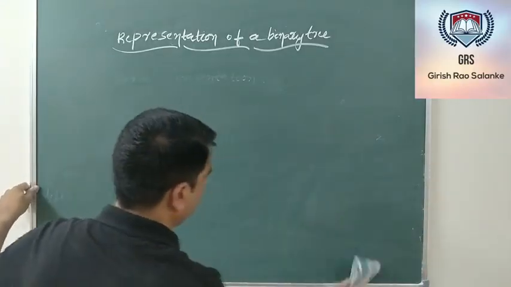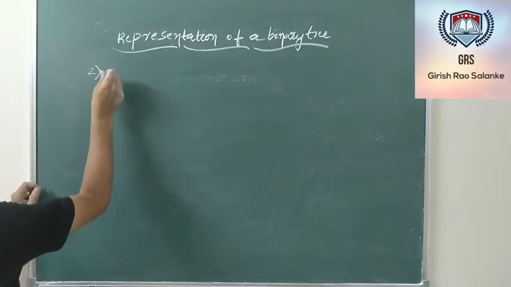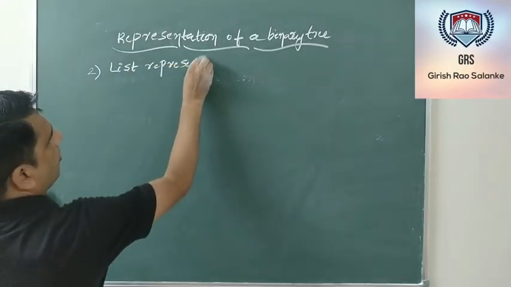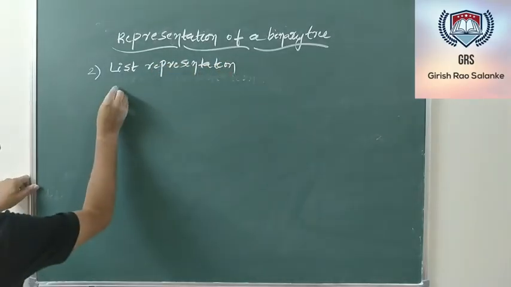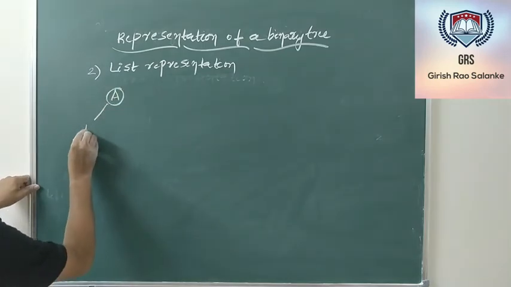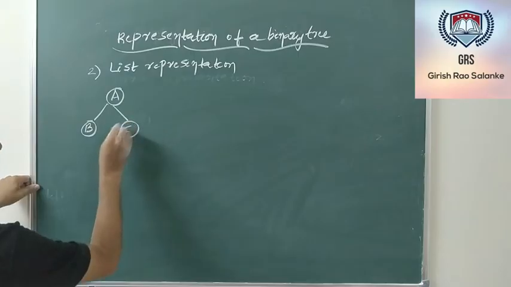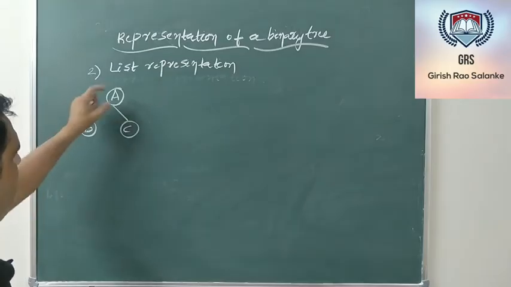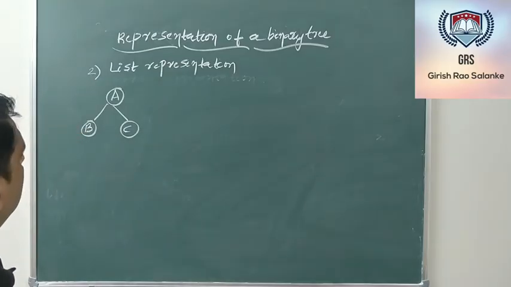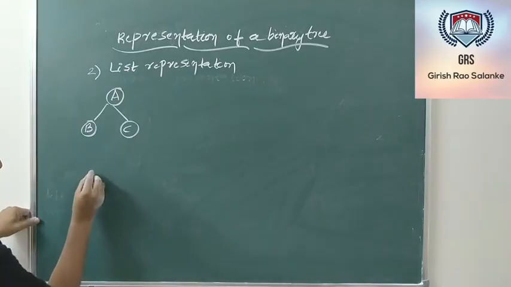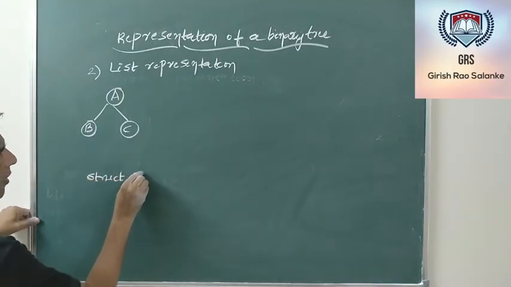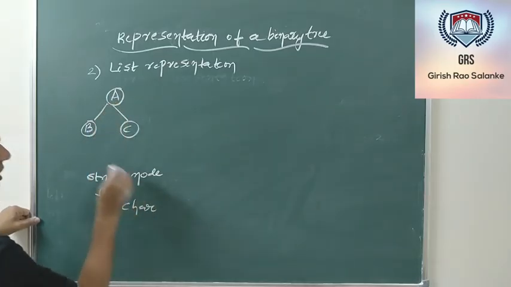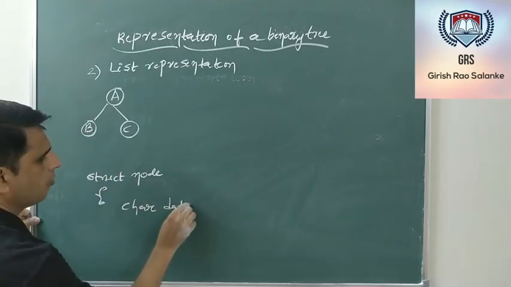The second way of representing a binary tree, we call it the list representation. Say for example, if this is my binary tree, I need to construct a node for each of these nodes in the tree. Maybe I need to come up with a structure definition. Struct node: char data, as in this example I am storing A, B, C.